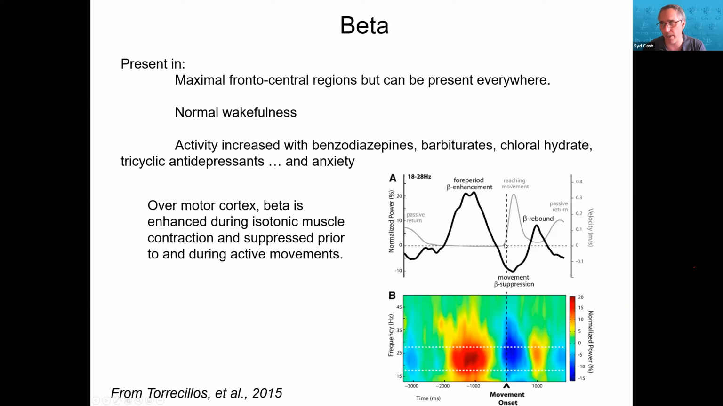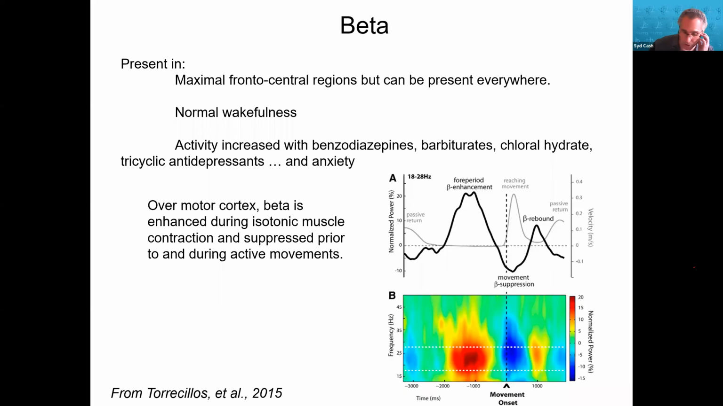So there's a period right here where there's holding off on moving, and then the movement gets started right at this dashed line. And you see that there's a beta increase right beforehand, keeping it in check. And then the beta is decreased during movement. You can see that in the spectrogram down below as well, this big blob of beta before the movement, and then a decrease right during the movement.